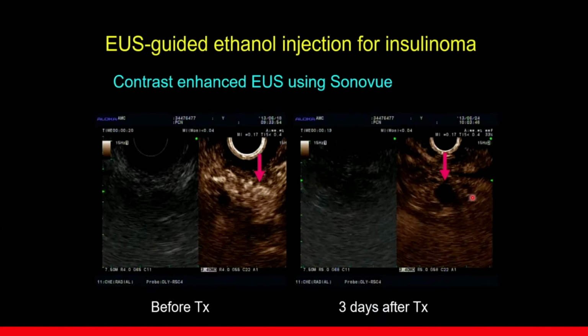Three days after therapy, we repeated contrast-enhanced EUS. This is before therapy, this is after therapy. If we focus on this red arrow area, there was strong arterial enhancement before treatment. But after therapy, same area showed no contrast enhancement at all. So we assumed that this lesion was effectively controlled and the patient was discharged. The patient never had hypoglycemic attack thereafter. This is one example of EUS-guided tumor therapy.